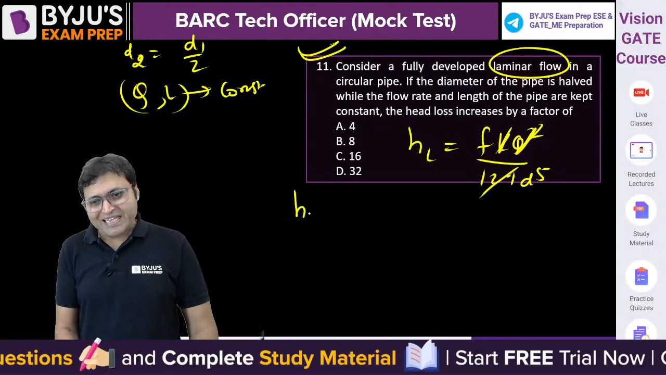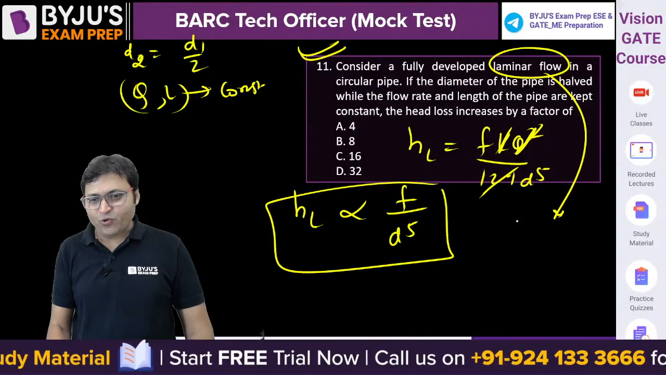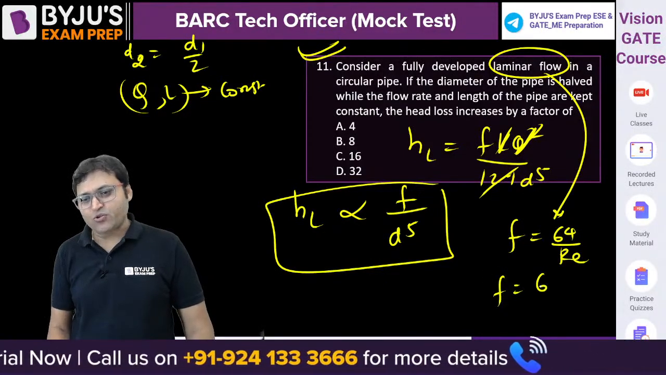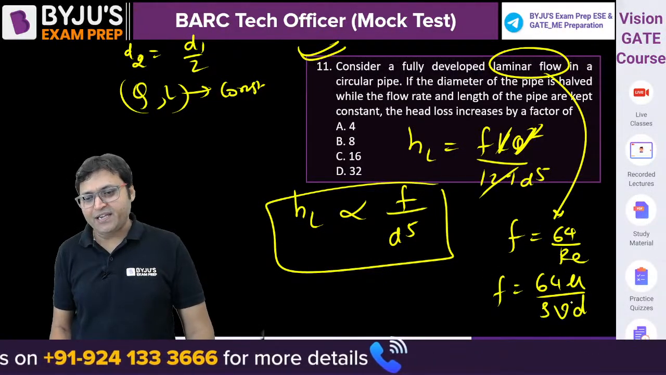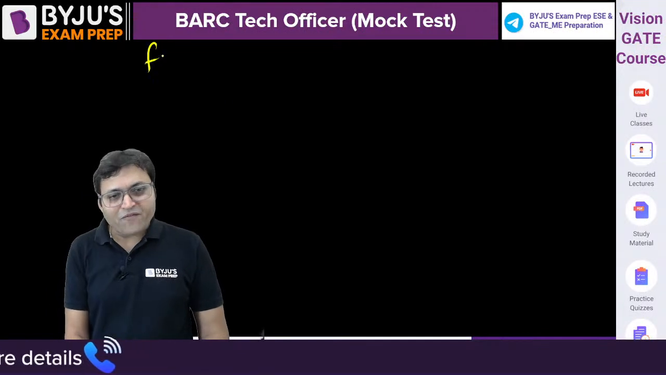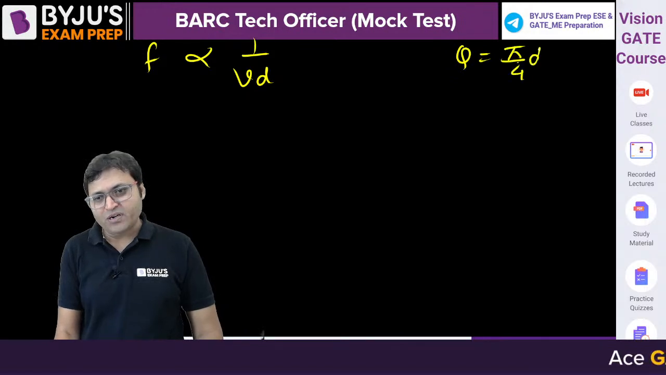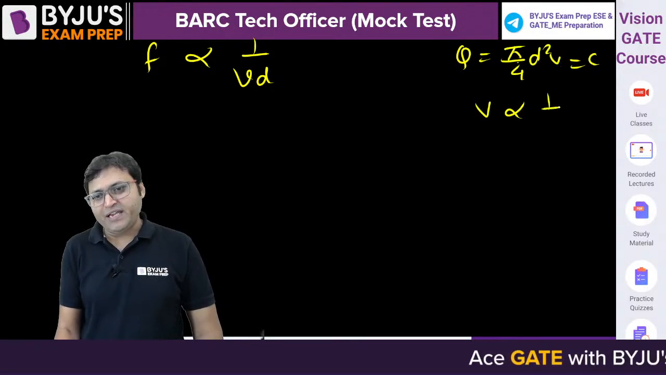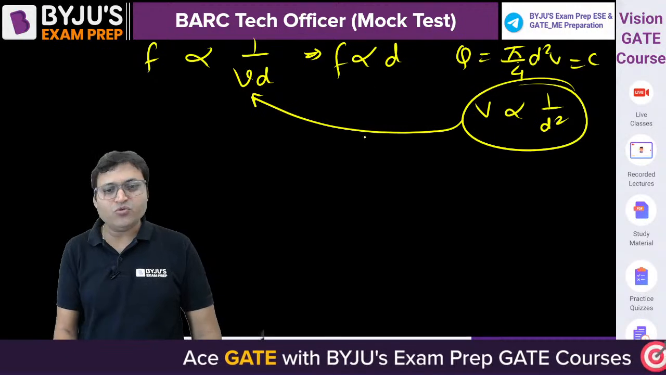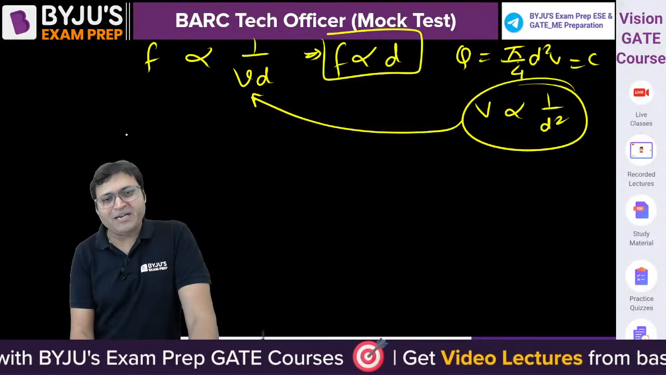12.1 is constant. So we can say HL is proportional to F by D to the power 5. But for a laminar flow, F is equal to 64 by Reynolds number. Very, very important. So F is equal to 64 mu by rho Vd. 64 is constant, mu is the property, rho is the property. So we can say F is proportional to 1 by Vd. And because Q is constant, that is pi by 4, D square into V is constant. So V is inversely proportional to D square. If you put the value here, then F will be directly proportional to D.